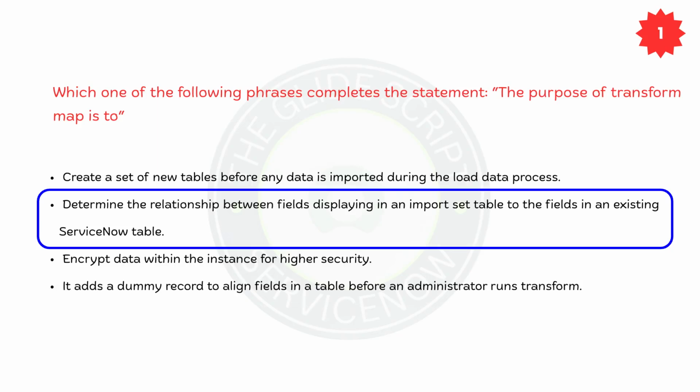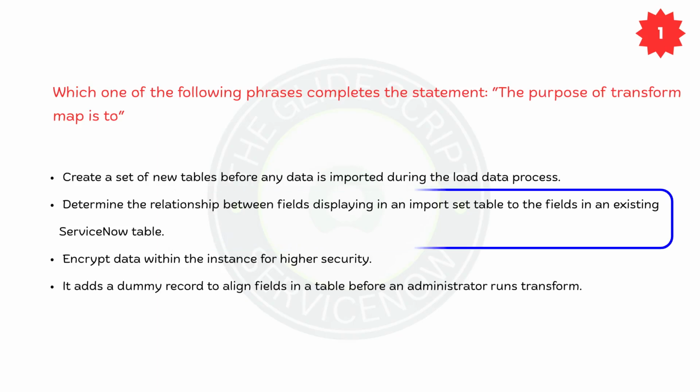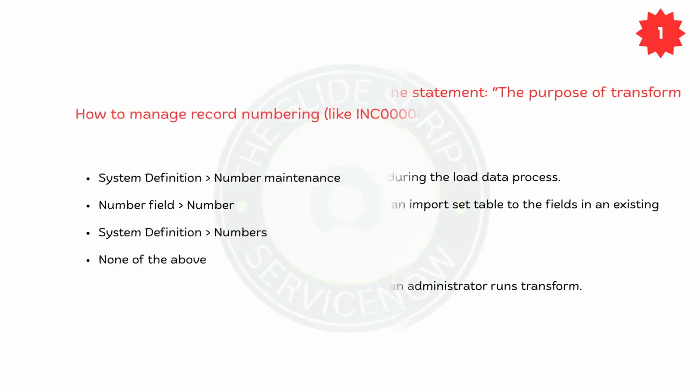So what does a transform map do? The transform map is a set of field maps that determine the relationship between fields in an import set and fields in an existing ServiceNow table, such as the incident or user table.